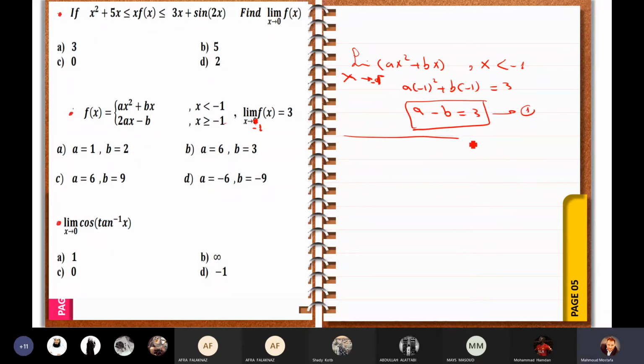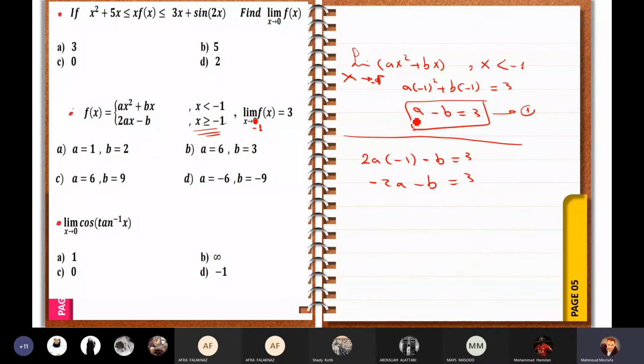Second equation, when x approaches from the right. Substitute again x equal -1. 2a times -1 minus b equals 3, must be the same number, of course. So -2a minus b equals 3. We have a minus b equals 3 and -2a minus b equals 3. We can solve the two equations together.